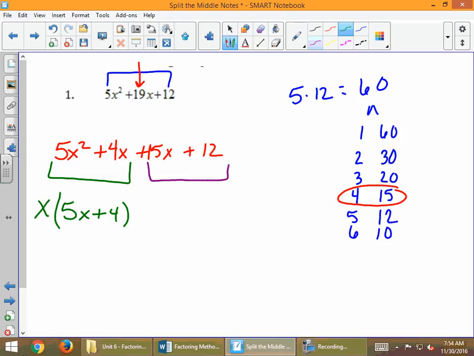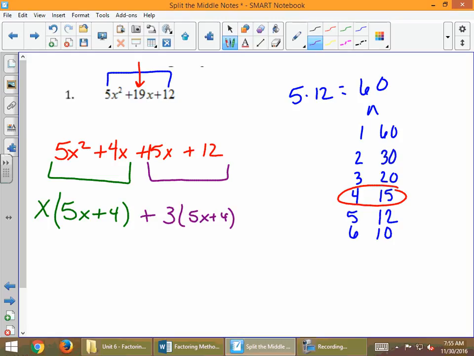Okay, remember that middle sign has to drop down. There's a plus sign in the middle, so we're going to write it. Between 15 and 12, what can we take out? 3. And what do our leftovers have to be? And you just divide everything by 3 and you get 5x plus 4. Our parentheses match, so we're good.